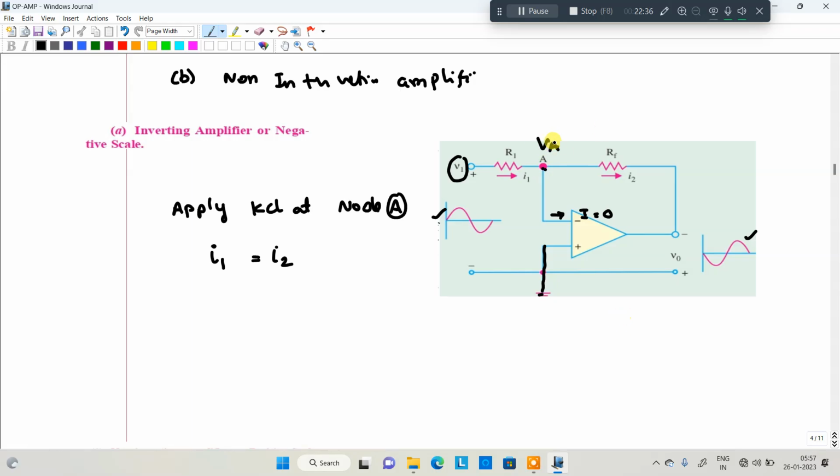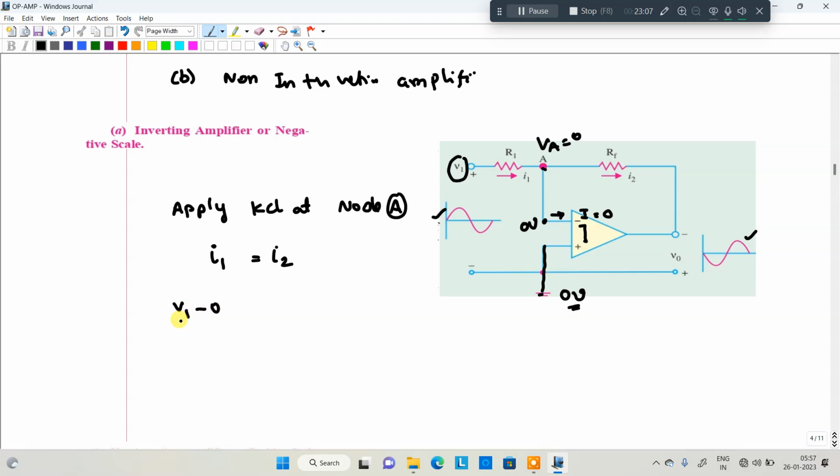One more point: what about VA? You know the virtual ground concept we just discussed. Virtual ground means that here it appears as 0 volt. Since the current through the op amp is 0, what is the potential available? 0. The same terminal is connected to 0. Due to the virtual ground concept, VA is equal to 0. Now current will flow from V1 to the 0 volt side, from higher potential to lower potential, as mentioned there.